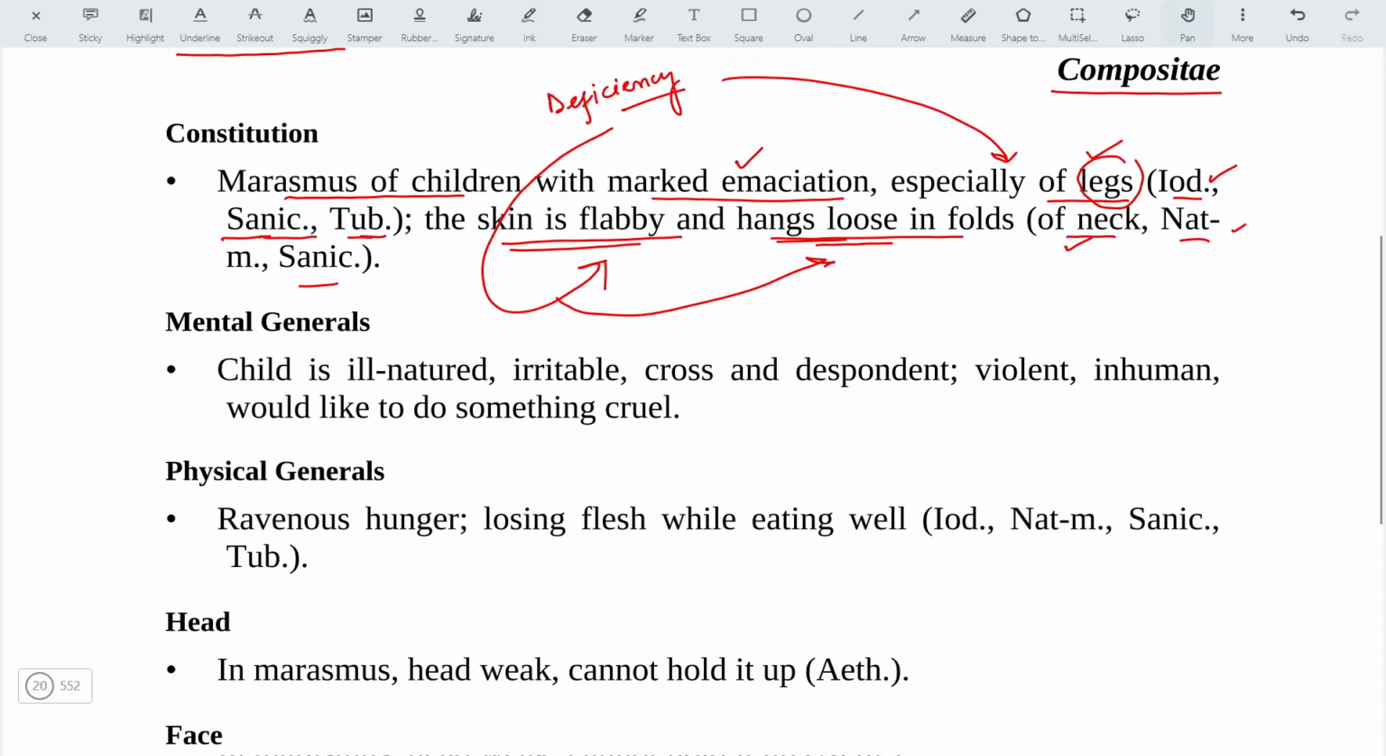Come to the mental generals, that is the mentality. How would be the mentality of Abrotanum, based on which mental symptoms or temperament we can assess whether the patient belongs to the Abrotanum group or not. See, the child is ill-natured, irritable, cross, despondent, violent, inhuman, would like to do something cruel. So from all these things we can bring one word, that is cruel. That means the child is ill-natured.